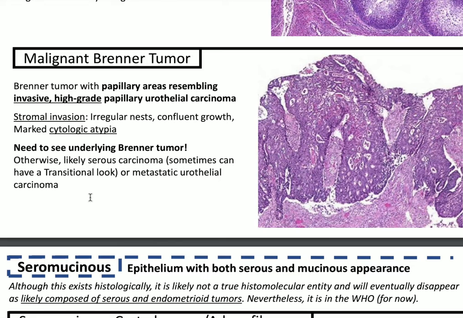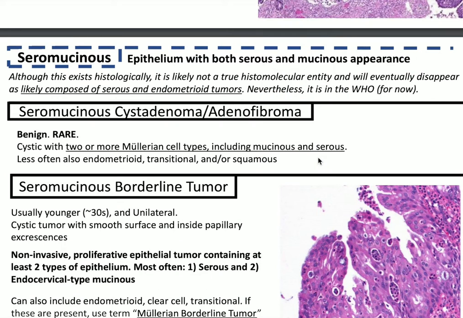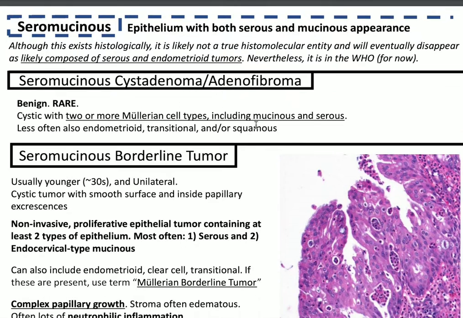And malignant Brenner tumor. This is Brenner tumor with papillary areas resembling your invasive high-grade papillary urothelial carcinoma. You will have stromal invasion where you have irregular nests, confluent growth, marked cytologic atypia, and you need to see an underlying Brenner tumor. Otherwise, it's likely a serous carcinoma, which can sometimes have a transitional look, or a metastatic urothelial carcinoma. The seromucinous. So this is epithelium with both serous and mucinous appearance.